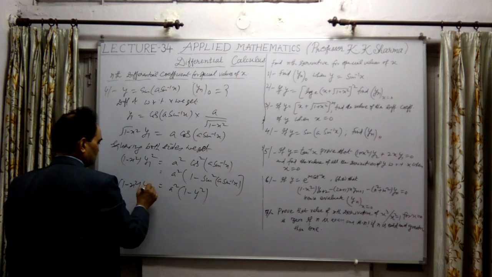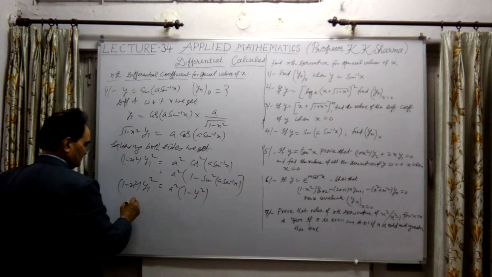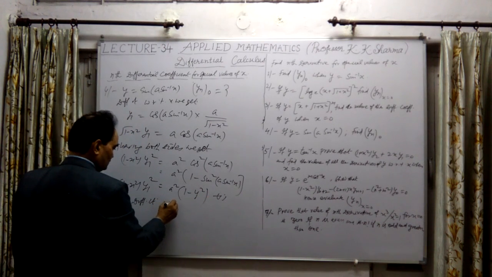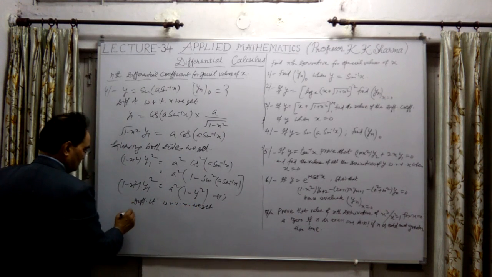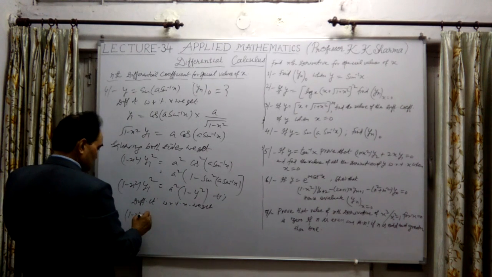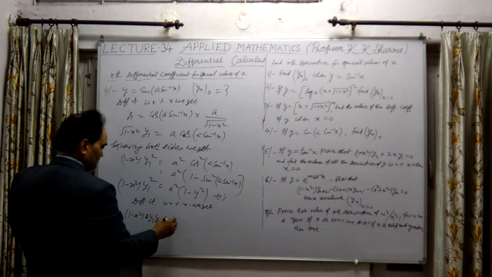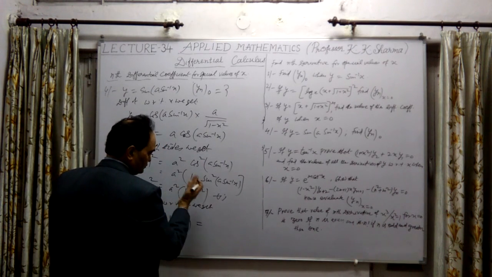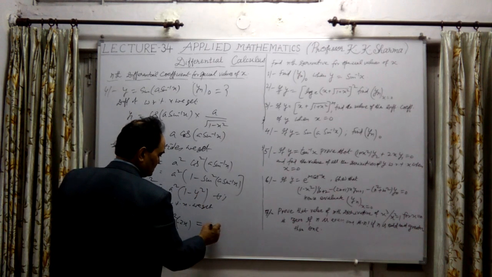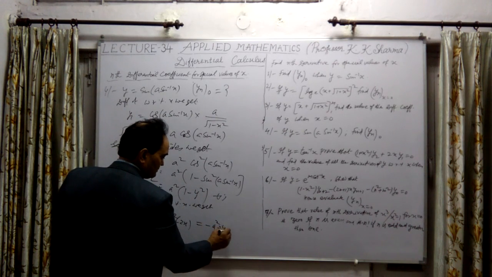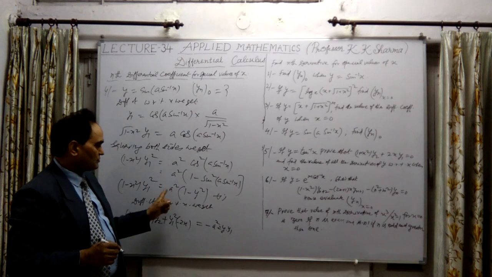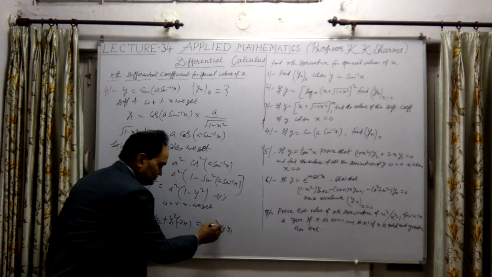Now let me differentiate it. Let me take the first equation. Differentiating it with respect to x, we get 1 minus x square as it is, into twice y1 into y2, plus y1 square as it is, times the differentiation of 1 minus x square, which is minus twice x. Now in the right hand side we have a square into 1 minus y square, it will be minus a square into the derivative of y square, that means twice y into y1. Differentiation of a square is 0, only a square into y square, that derivative will be twice y into y1.